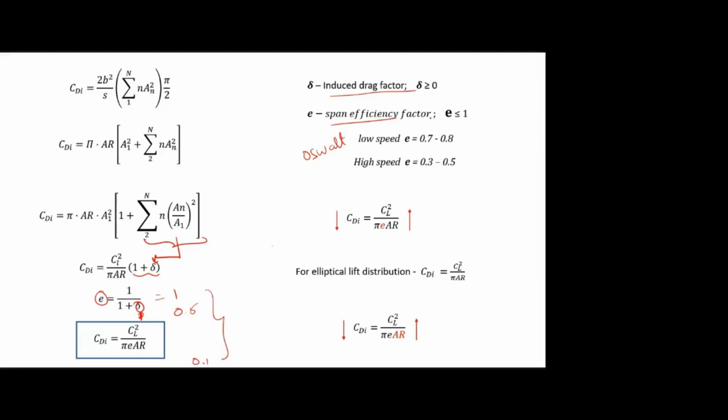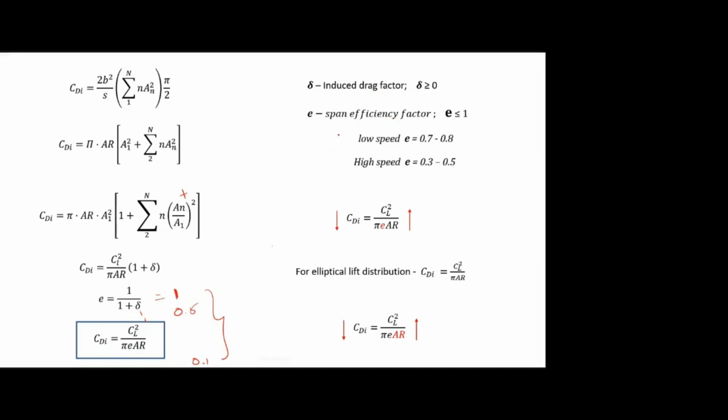Okay, so del varies from 0 to some positive value. Because of this del, this E varies from 1 to some minimum value, 0.1. Okay, so E maximum can be 1, because del 0 means 1. For other positive values, 1, 2, 3 and all, it will go down. This is how E varies.